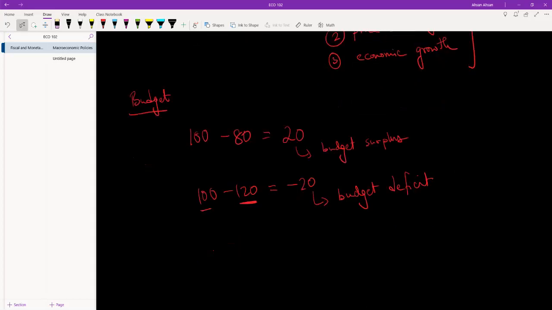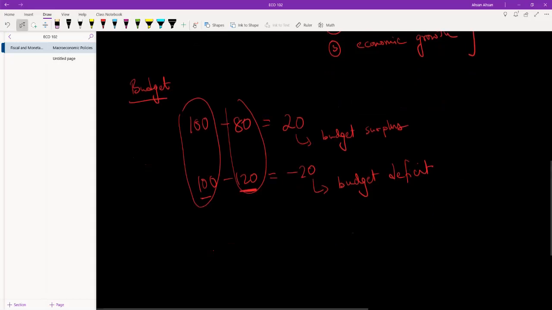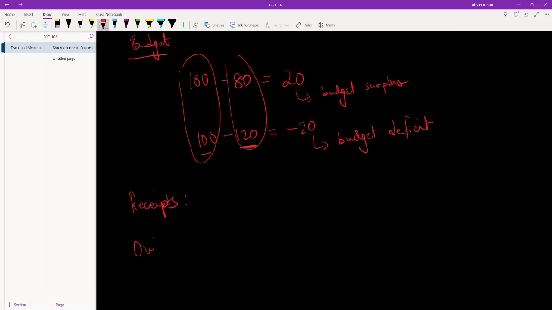So just like these two examples where we have both income and expenditure, a government also has incomes and expenditures. What they are called are receipts, the ways in which the government raises money, and then there are outlays, which is the way in which the government plans to spend the money that they have raised. So the next question is, how does the government raise money? What are the key ways in which it is done?